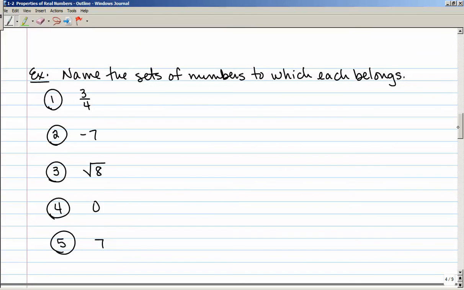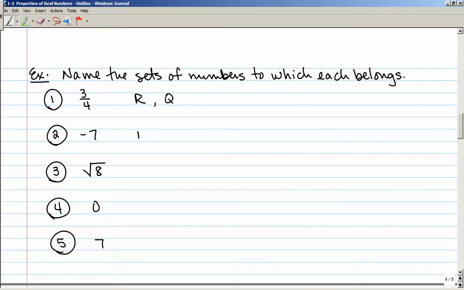So let's try a couple examples here. Name the sets of numbers to which each belongs. Well, every number you know is a real number, so these are all going to have an R for real numbers. And 3/4 is a fraction, so that is a rational number. The letter we use for rational numbers is Q. It is not an integer since it's a fraction, and since it's not an integer, it can't be a whole number or a natural number, so just real and rational.